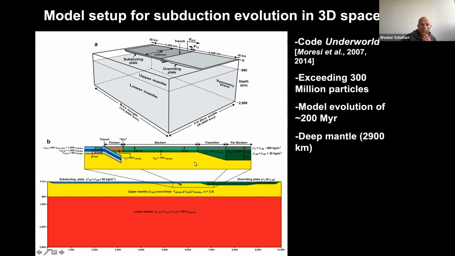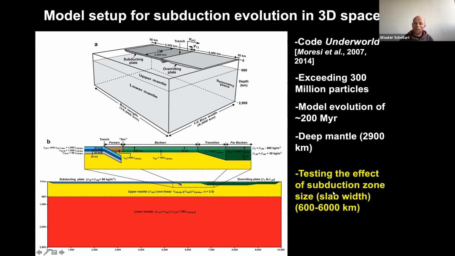Okay, so this is the setup. The main things are that it's three-dimensional, it's buoyancy driven, and we have a very large mantle domain from the surface down to 2,900 kilometers. And what's the thing that we vary? We simply vary the trench parallel extent of the subduction zone. So the slab width is varied from 600 kilometers, so that's a bit like a Scotia subduction zone, up to 6,000 kilometers in width, which is a bit more like the South American subduction zone.